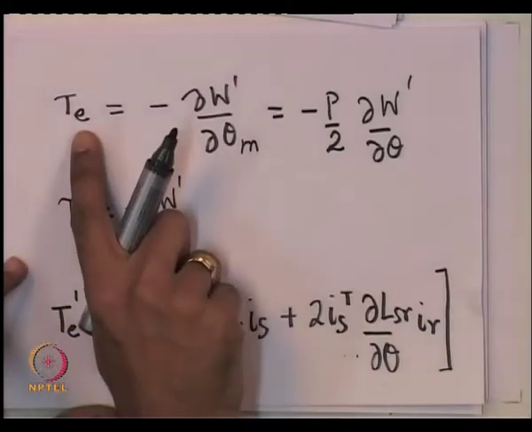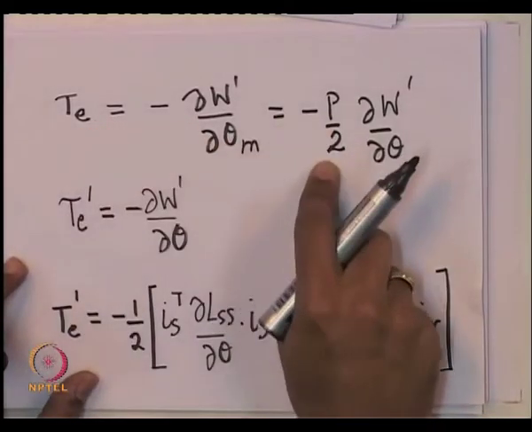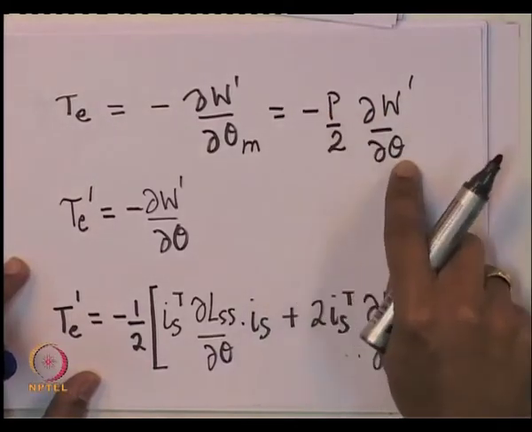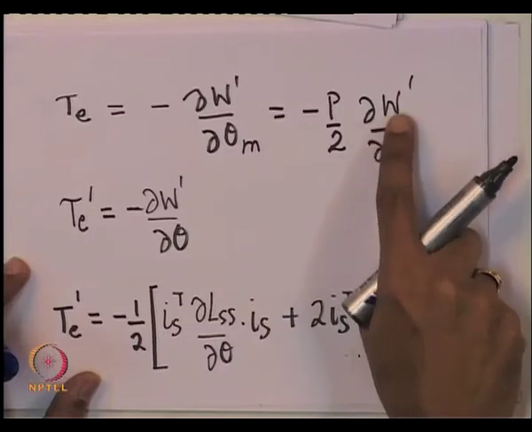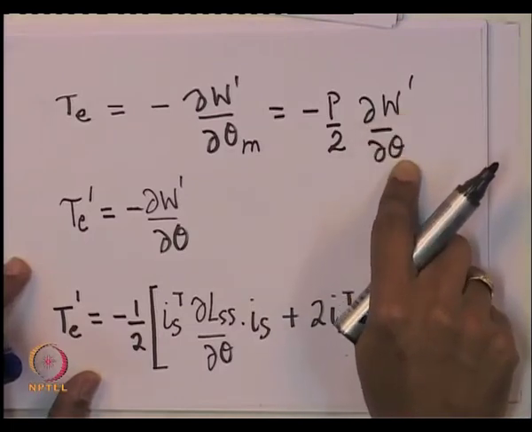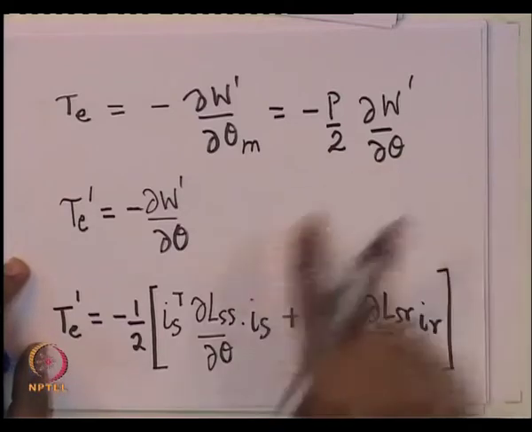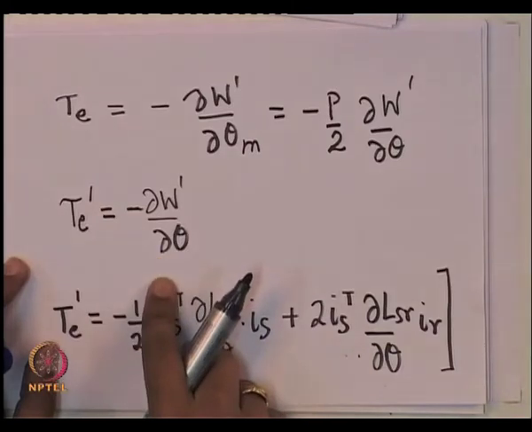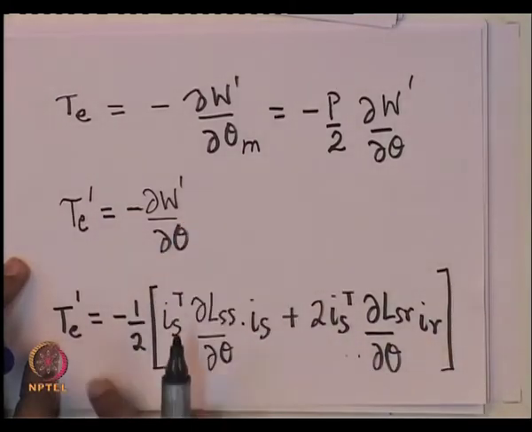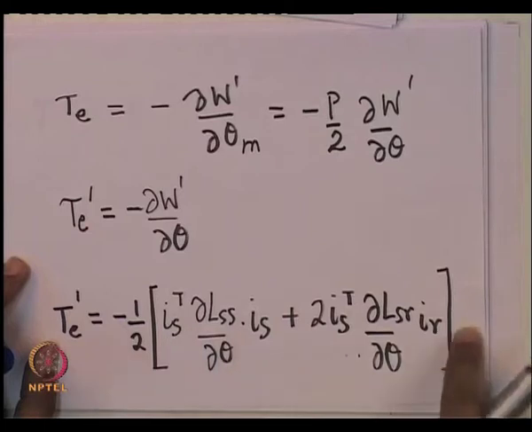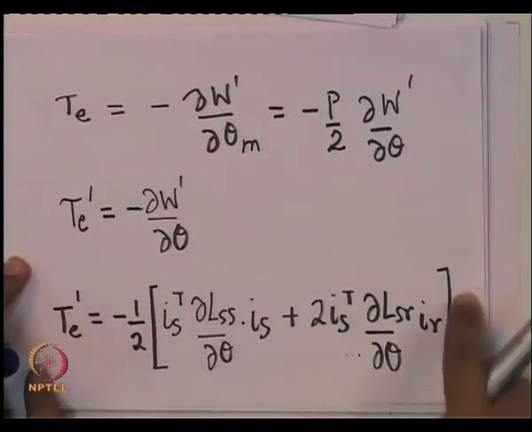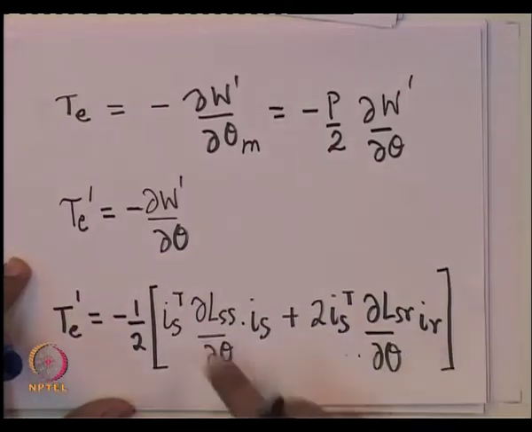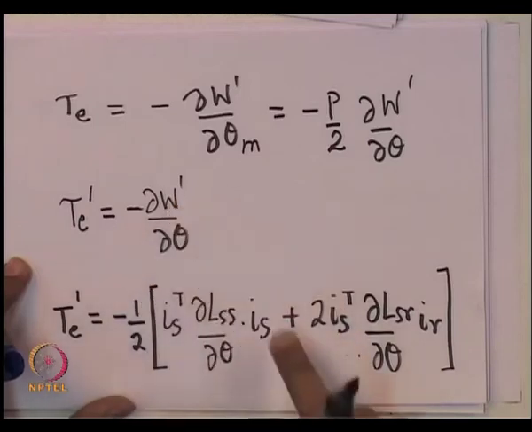So, T e, which is the electrical torque, is nothing but minus of p by 2, where p is the number of poles, into the partial derivative of co-energy with respect to theta, which is the electrical angle. Okay. So, we call of course T dash as this. So, T dash turns out to be this. Okay. So, this is what our equations are. I basically took out the partial derivative of co-energy with respect to this.